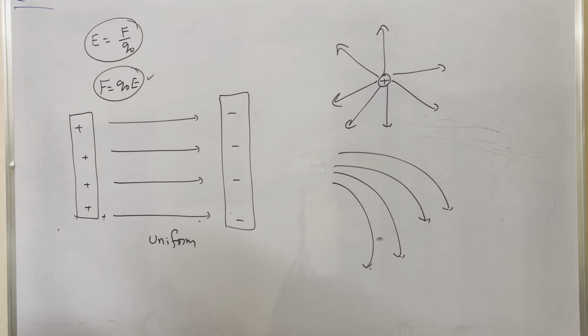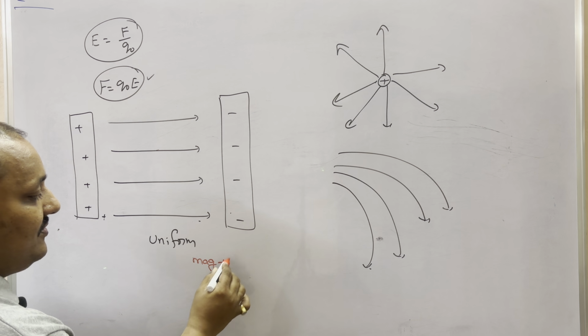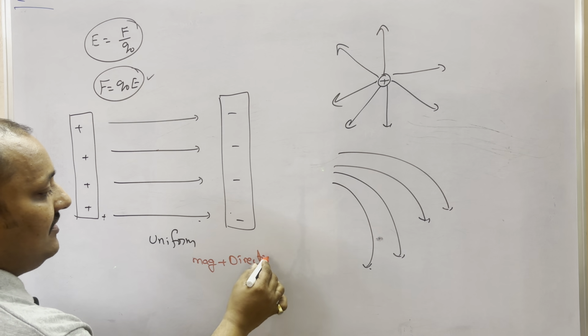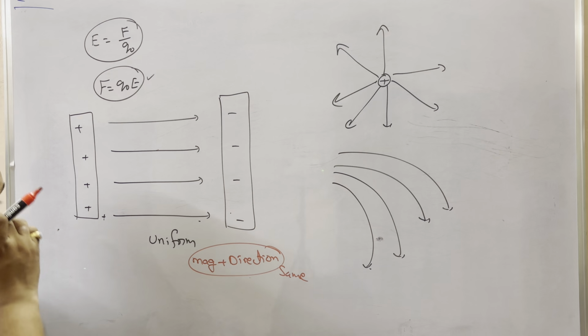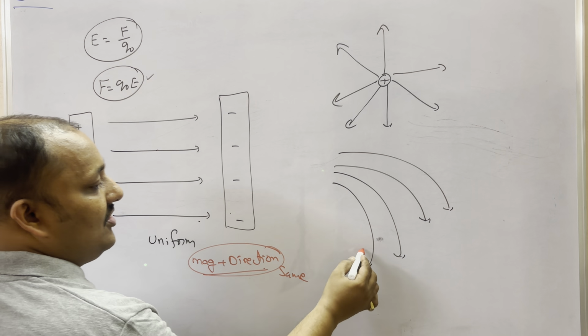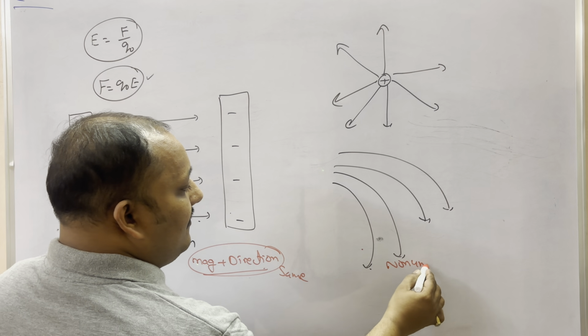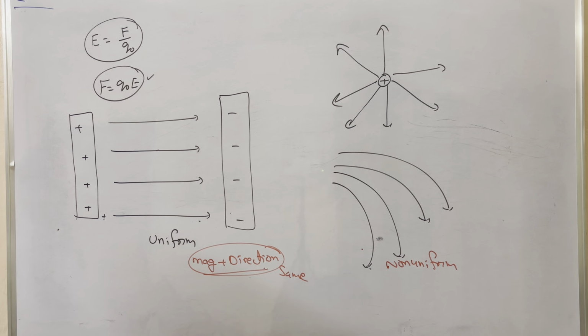So what does uniform electric field mean? Its magnitude and direction are the same at each and every point. If it is not the same, then it is non-uniform. So, non-uniform electric field, uniform electric field.